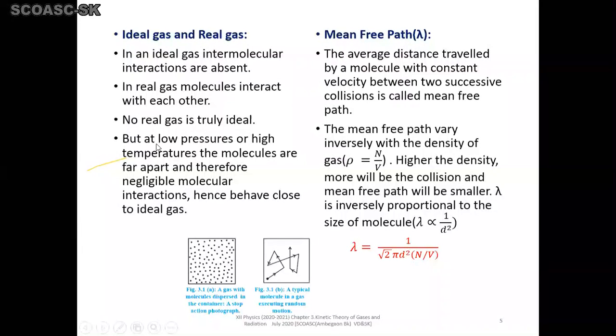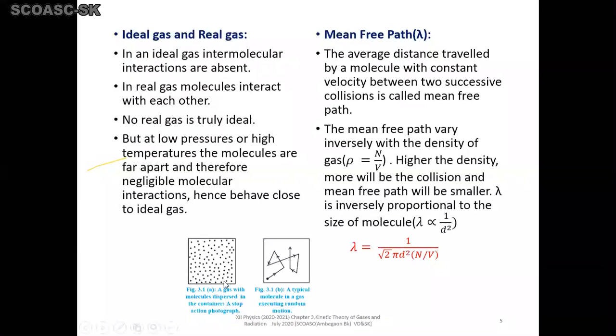But at very low pressures or very high temperature, the molecules are very, very far away from each other, and therefore real gas molecules have negligible molecular interactions, right? When does this happen? When the pressure is very low, they are very far away from each other, and the temperature is very high. In this case I can consider that the intermolecular forces of attraction are very small, or negligible. Under these conditions, real gas is going to behave like an ideal gas. The expression PV is equal to nRT is actually the expression for an ideal gas, right?